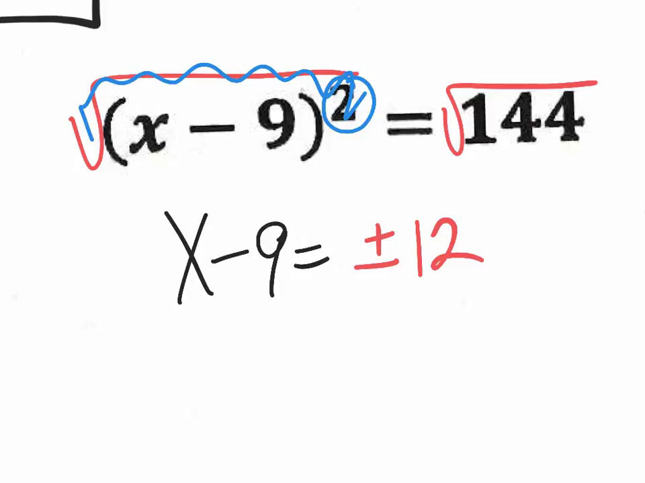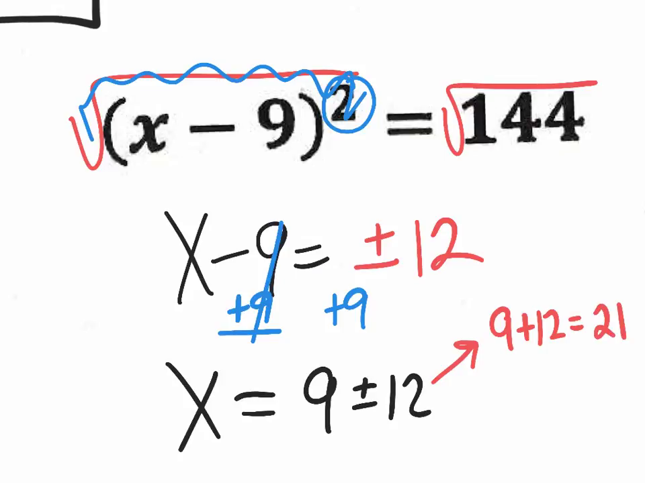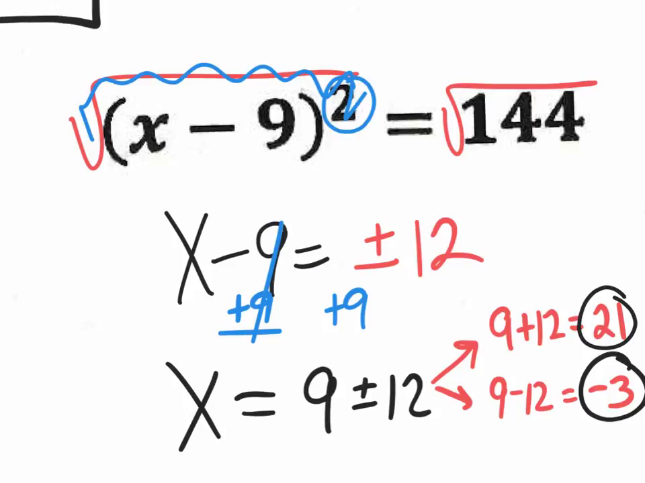So from here, we still need to get x by itself. We need to add 9 to both sides. Now that plus minus 12 is throwing me off, so I'm going to rewrite it. x equals positive 9 plus or minus 12. Now that really does provide you two answers. You could have the one situation, 9 plus 12, which equals 21. But you could also have the other situation, 9 minus 12, which equals negative 3. So you have two answers to these.